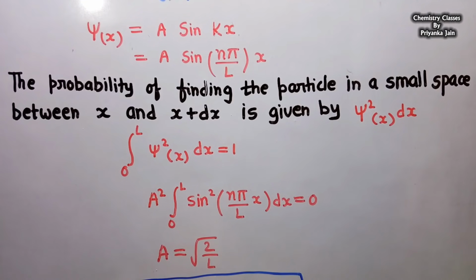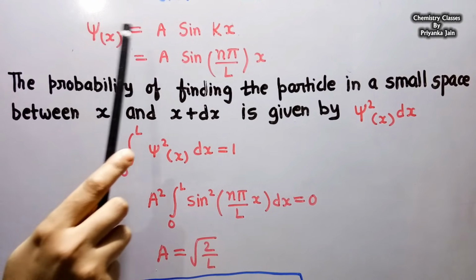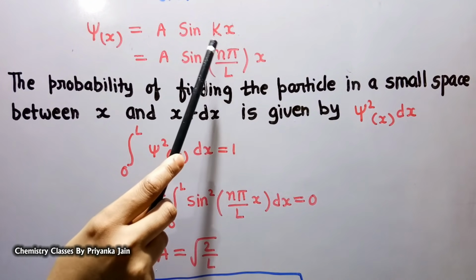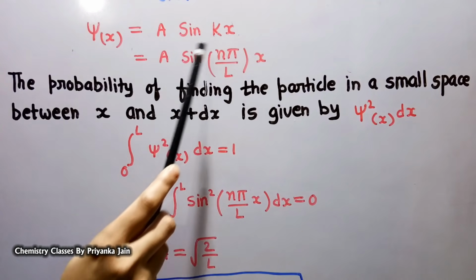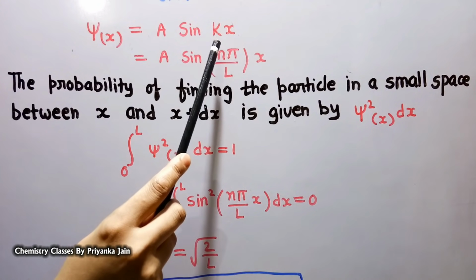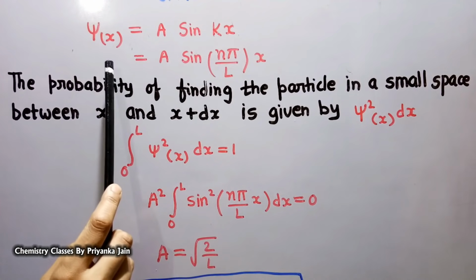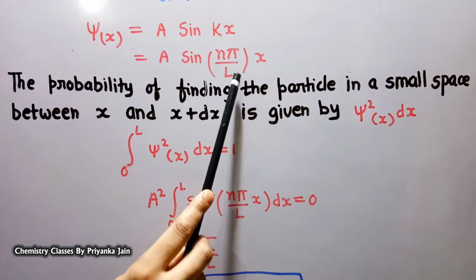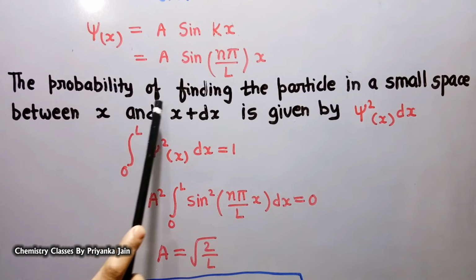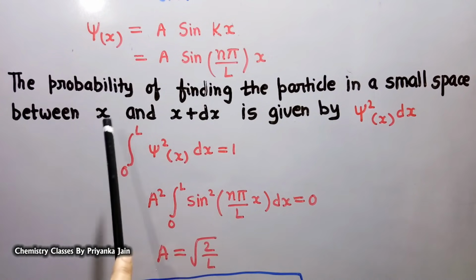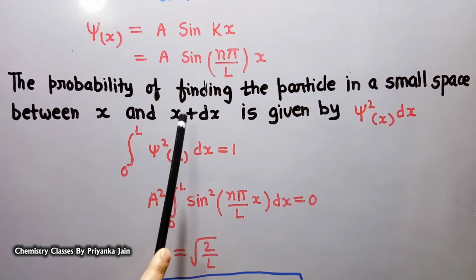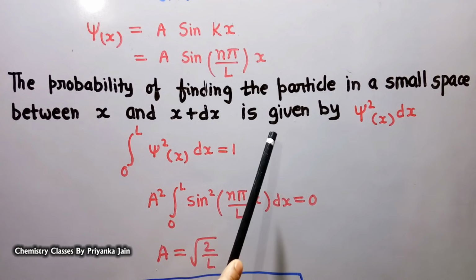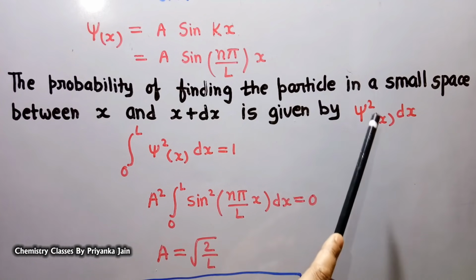As we have said earlier, the wave function psi(x) is equal to A sin kx because the other constant B has become equal to 0. Now we can put the value of k, that is n pi upon L. So we get psi(x) is equal to A sin(n pi x upon L). Now we know the probability of finding a particle in a small space between x and x plus dx is given by the square of the wave function. It means psi square(x) dx.